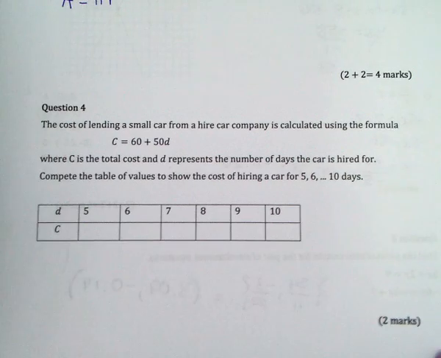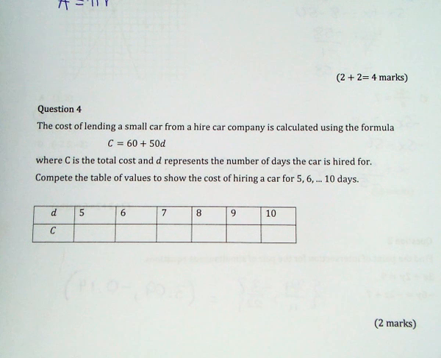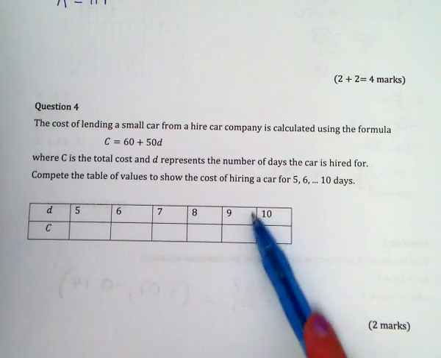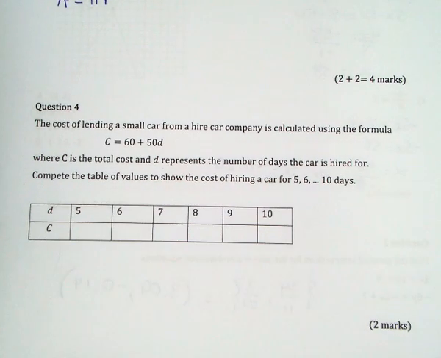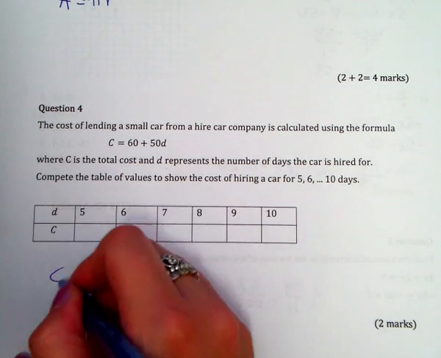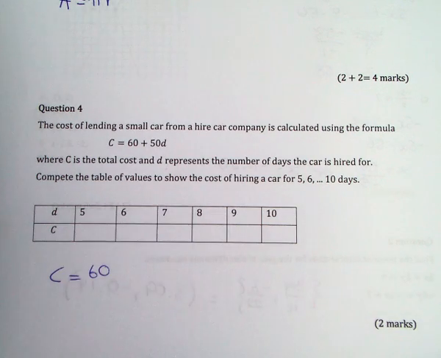Question 4. The cost of hiring a small car from a hire car company is calculated using the formula C equals 60 plus 50D, where C is the total cost and D represents the number of days the car is hired for. Complete the table of values showing the cost of hiring a car for 5, 6, 7, 8, 9 and 10 days. For us to do this, all we really needed to do was plug this into our calculator.